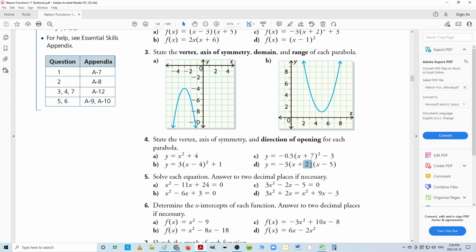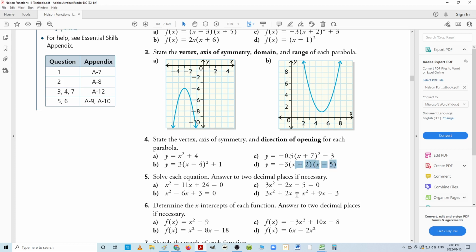This one's harder to see, but it goes through the points minus 2, 0, and 5, 0. That's because if I put a 5 in here, this becomes 0, and the whole thing becomes 0. Minus 2 in here, this becomes 0, and the whole thing becomes 0. We'll get more on that. But as a result, the axis of symmetry is halfway between plus 5 and minus 2. And that happens to be a 7 distance, so it's 3.5.